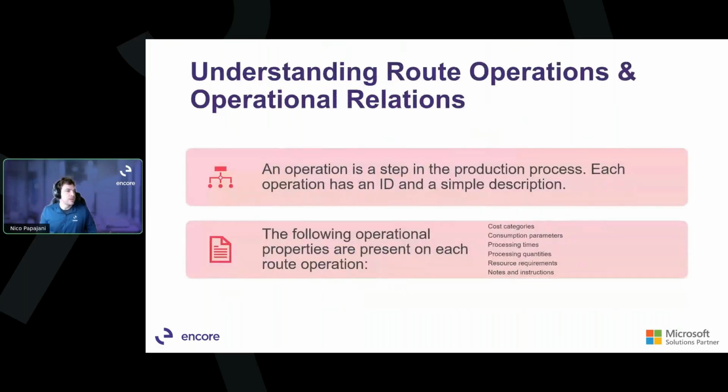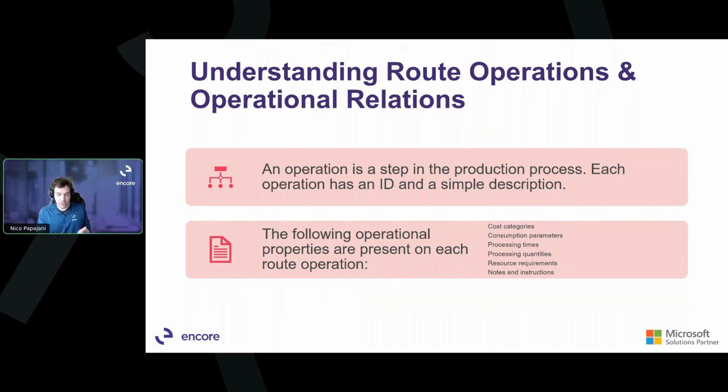So let's understand route operations and operational relations, right? An operation is a step on the production process, right? And what happens on this step would be a worker or a machine or some kind of thing that happens that you want to define and you want to make specific costing notes for.